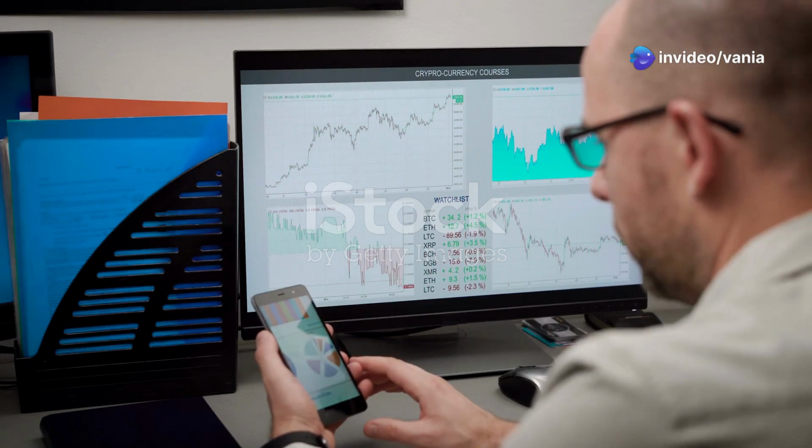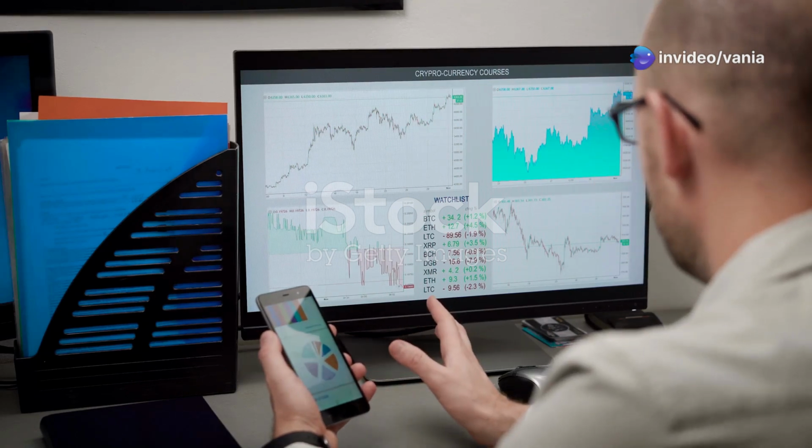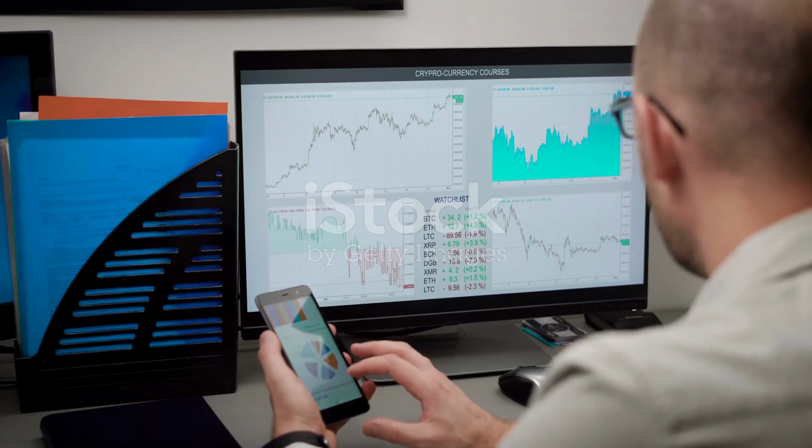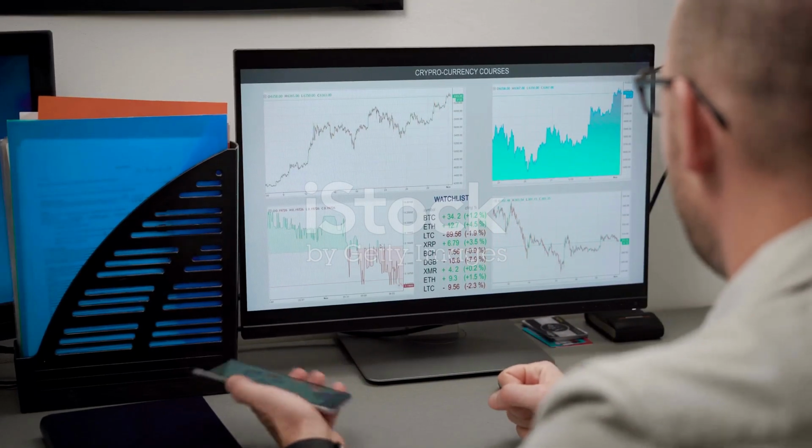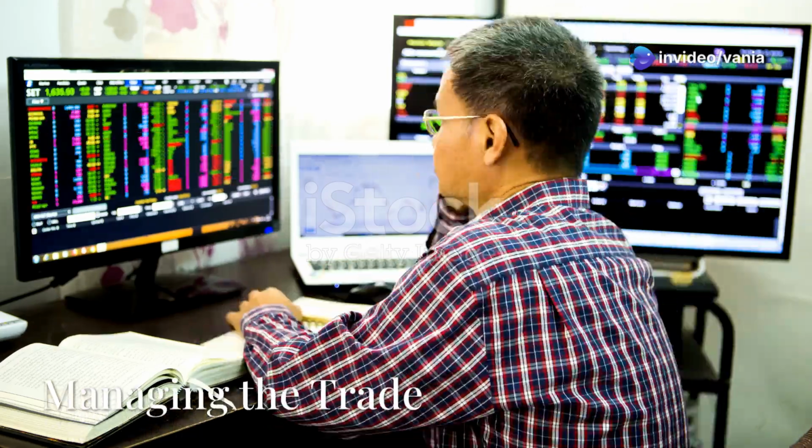By waiting for confirmation before entering, placing well-calculated stop-loss orders, and avoiding low-volume periods, traders can improve their chances of capitalizing on strong price movements while protecting their capital.